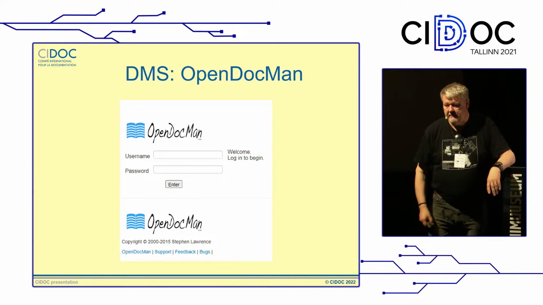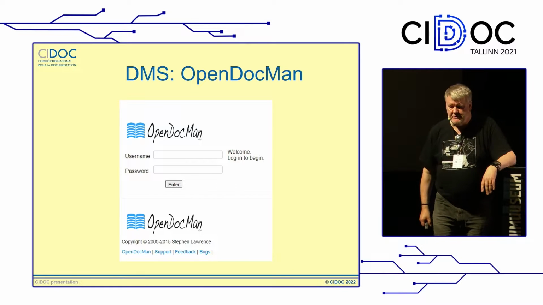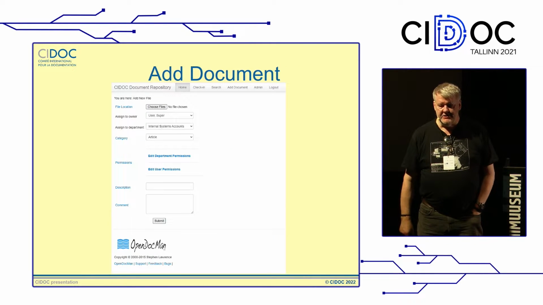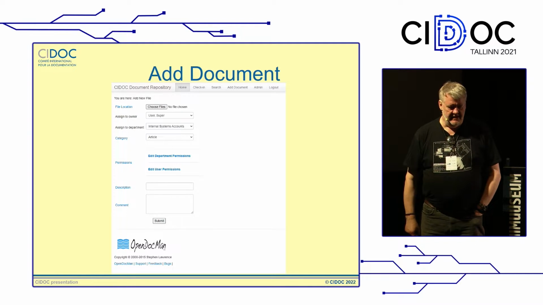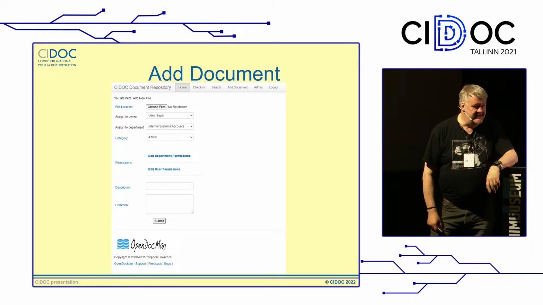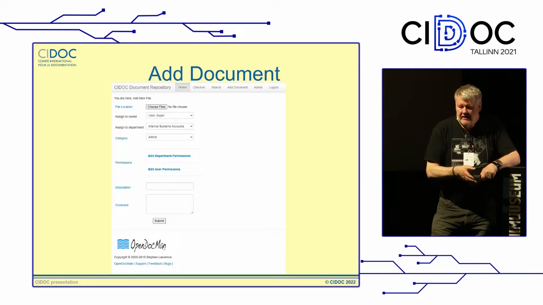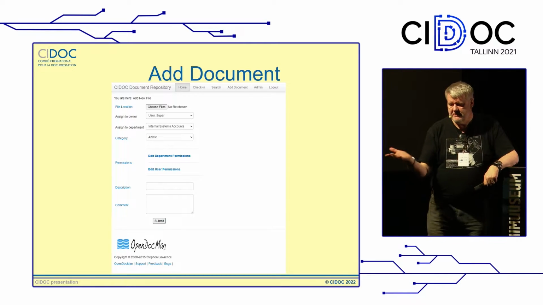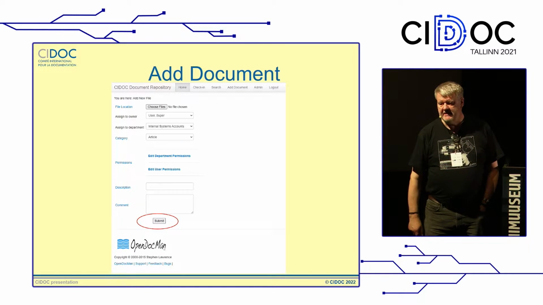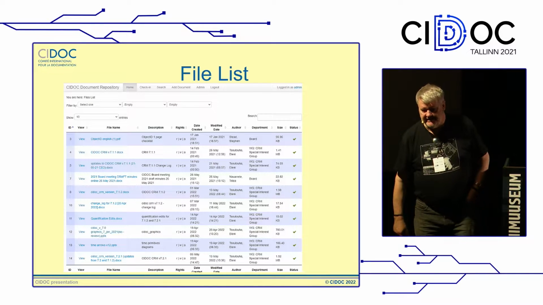So for CIDOC, we use OpenDocMan. Here you can see the login screen. You can add a document fairly easily. Choose the file off your own hard drive, assign it an owner and a department, which are pre-set up for us, and add a description and any comment that you want. So that's adding a document, and you then submit, and it will then appear in the file list.